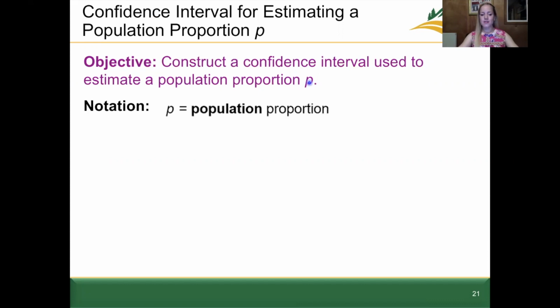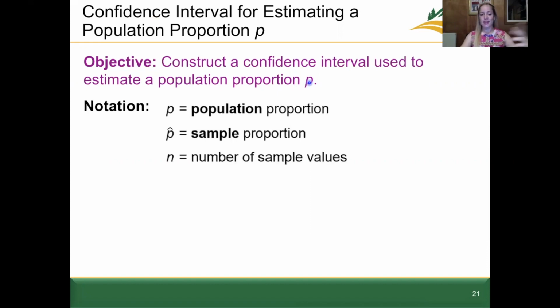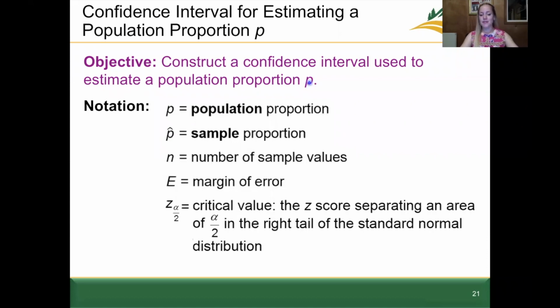This notation here you've seen throughout, so p is our population proportion. When it's labeled as p hat, that's our sample proportion. Then n, again, is the number of sample values or the number of trials. Capital E, now we've seen, that's our margin of error. Then Z subscript alpha over 2, that's our critical value. It's also the Z-score that represents an area of alpha over 2 in the right tail of the standard normal distribution. Recall that for a standard normal distribution, our mean has to be equal to 0, and our standard deviation has to be equal to 1.